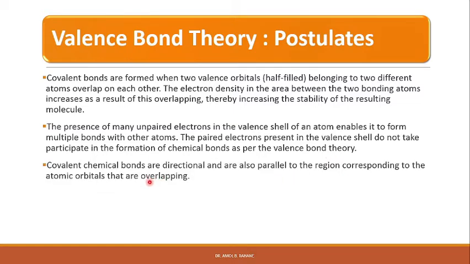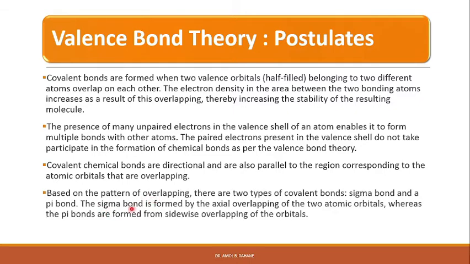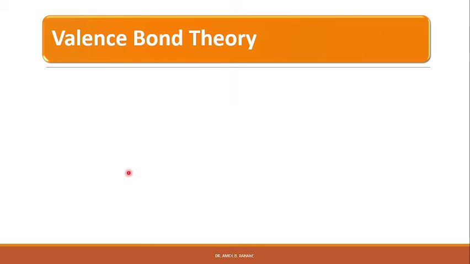The covalent chemical bonds are directional and are also parallel to the region corresponding to the atomic orbitals that are overlapping. Based on the pattern of overlapping, there are two types of covalent bonds, sigma bond and pi bond. The sigma bond is formed by the axial overlapping of the two atomic orbitals, whereas the pi bonds are formed from sidewise overlapping of the orbitals. A set of overlapping orbitals has a maximum of 2 electrons that must have opposite spins. The greater the orbital overlap, the stronger or more stable is the bond. The valence atomic orbitals in a molecule are different from those in the isolated atoms, which is called hybridization.